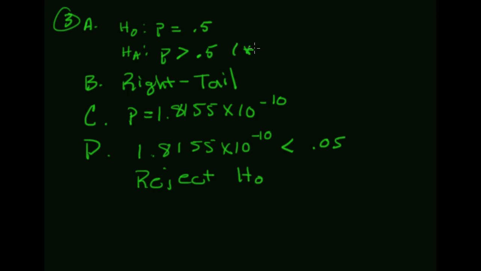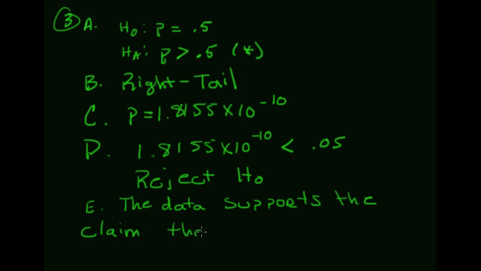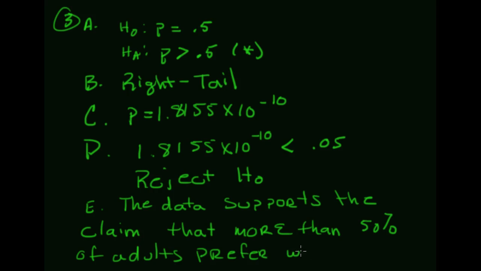Now note, though, the alternate hypothesis was our claim. So if we reject the null in this case, we can say that the data actually supports the claim that, sorry, the claim isn't just 50%, it's more than 50%, more than half of adults prefer the window seat. All right, so there's your complete test for number 3.